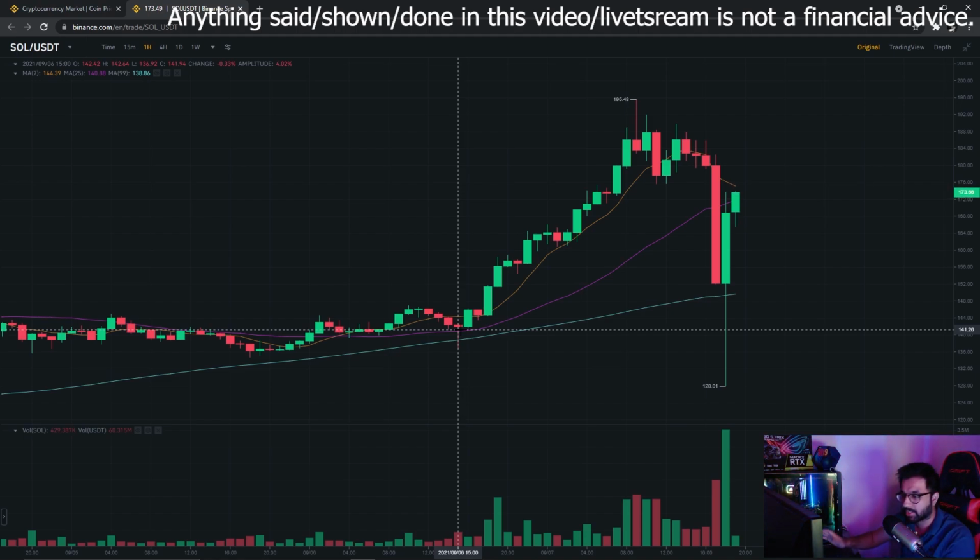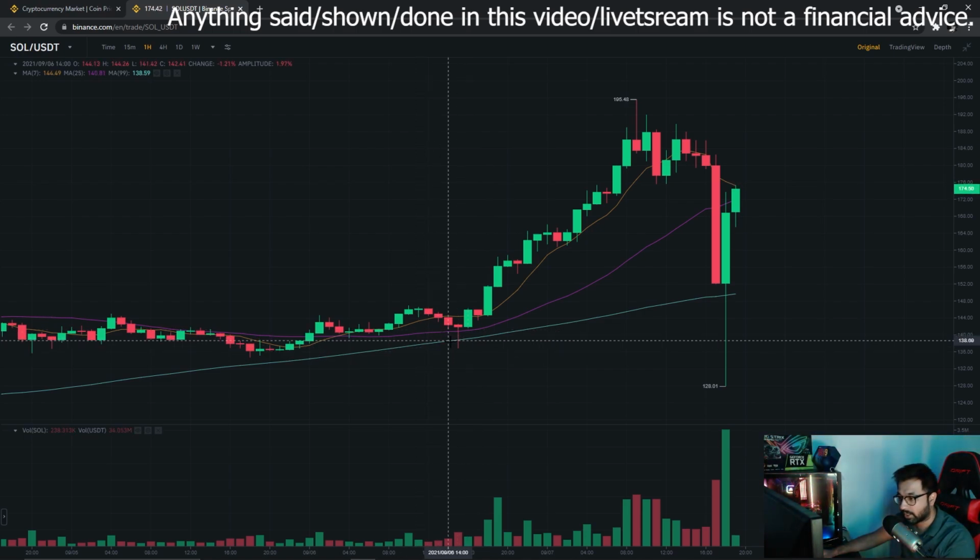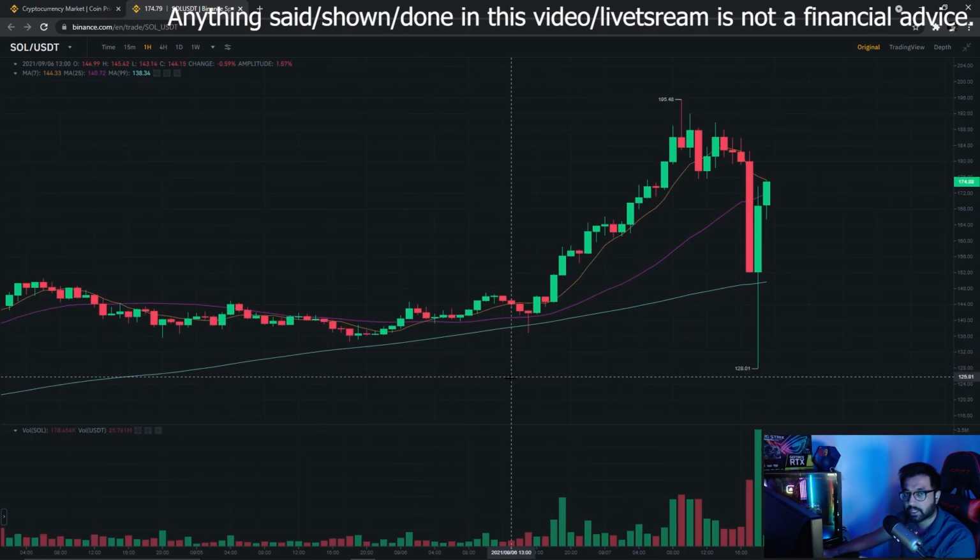I was never really good with the names of these candles. Okay, so please don't quote me on that. But when I saw this rejection on the 99 moving average, I still didn't enter the market over here. Okay, the rejection is the first thing that you need to wait for.